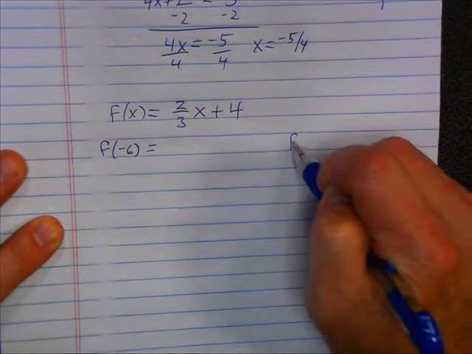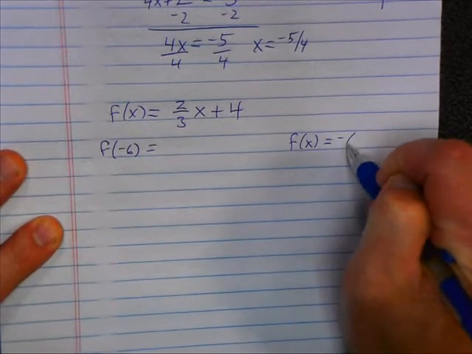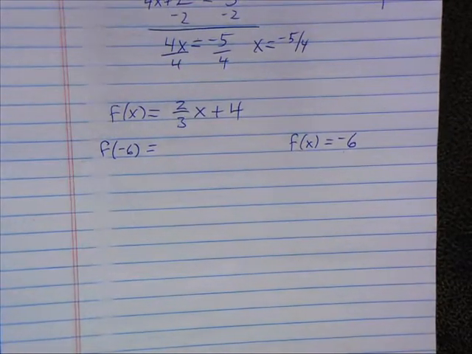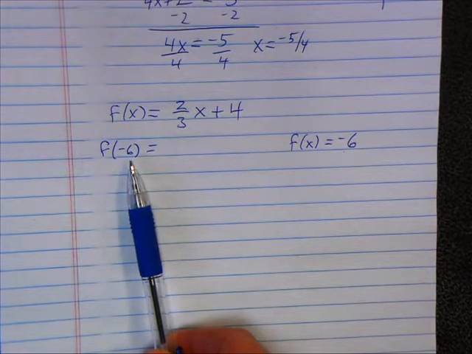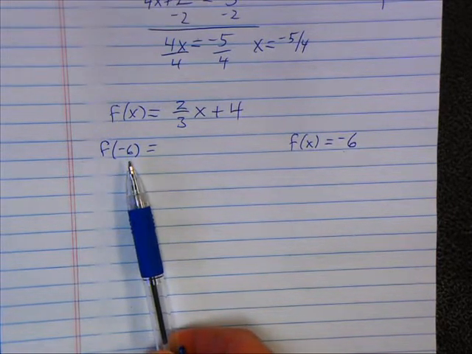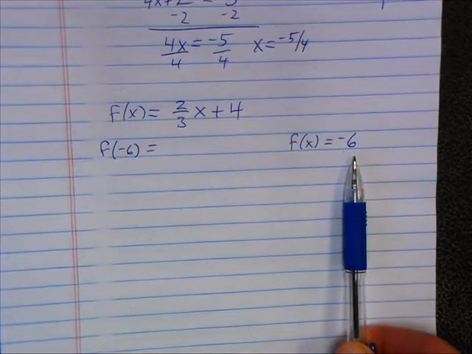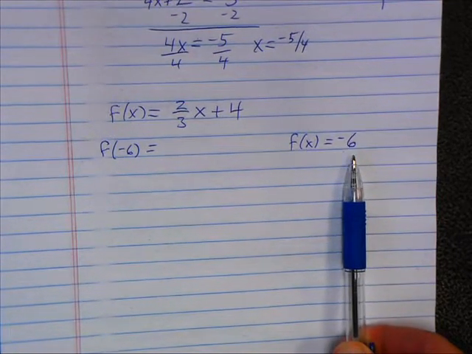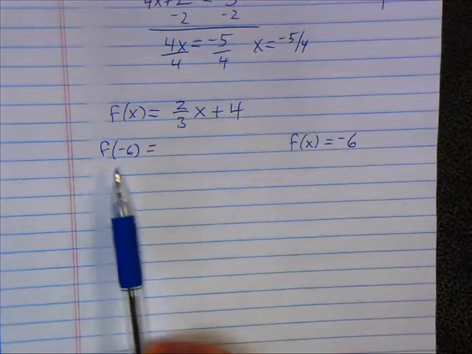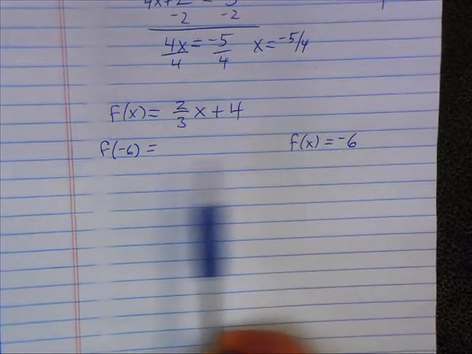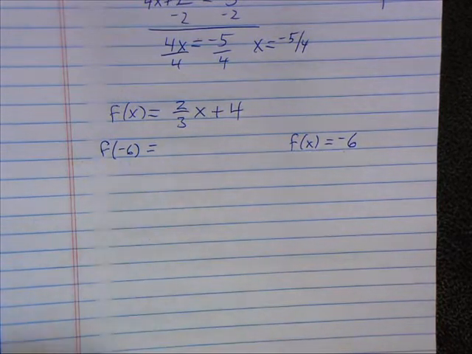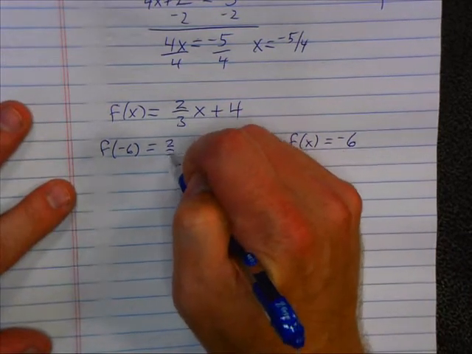And I'm using the same number on purpose both times because I want you to really understand what the difference is. The first symbol I wrote means x is -6, where this one means y is -6. See the difference in those two? Where I place the -6 makes a big difference. All right, so I would have 2/3 times -6 plus 4. What's 2/3 times -6?